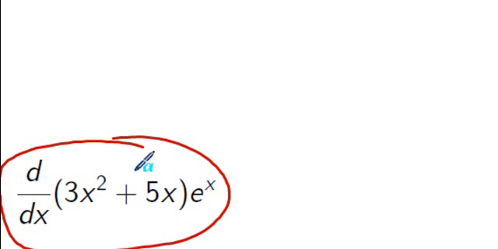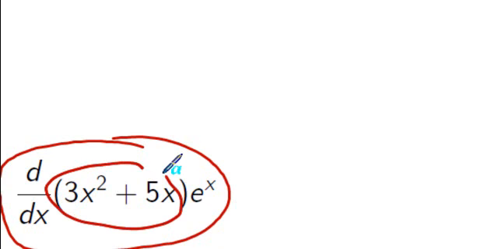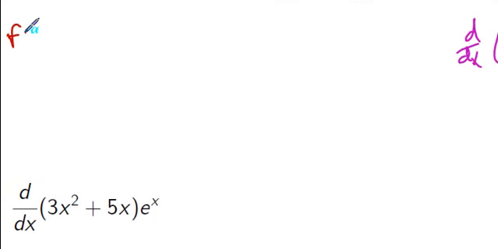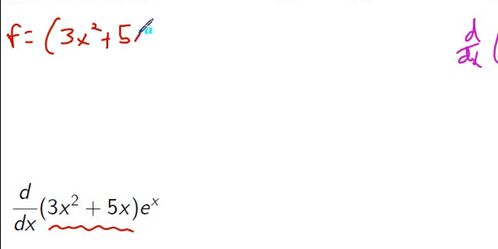The overall picture is I have a function here times another function there, and that's what you want to be able to identify. You want to identify your components, your two pieces. So in this case, my f piece is going to be this first piece right there, which is that quantity 3x squared plus a 5x.